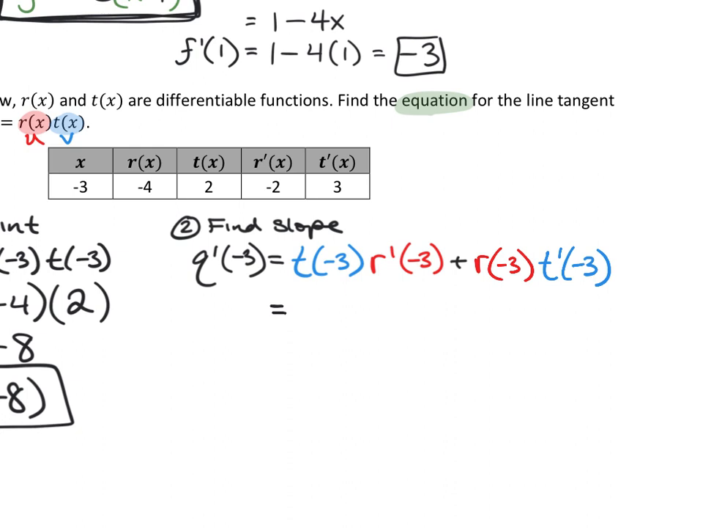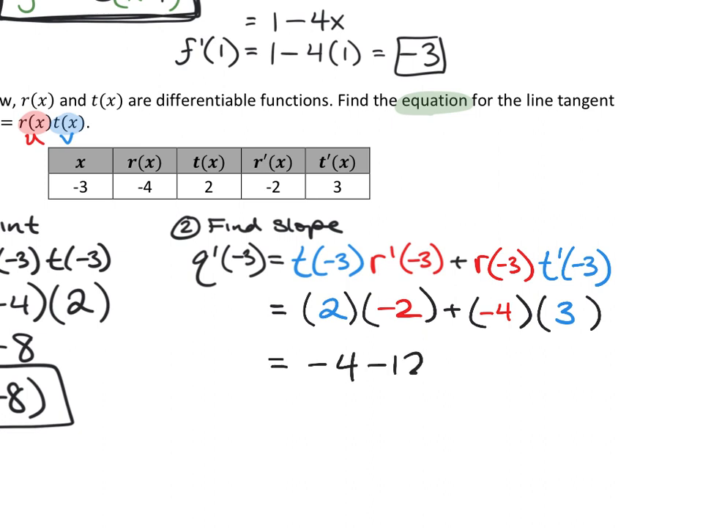T of negative 3 is what number? 2. R prime of negative 3, negative 2. We're reading this out of the table. R of negative 3, negative 4. And t prime of negative 3, 3. That's negative 4 times 3, or negative 12. Is that right? Yes. Equals negative 16, yes?